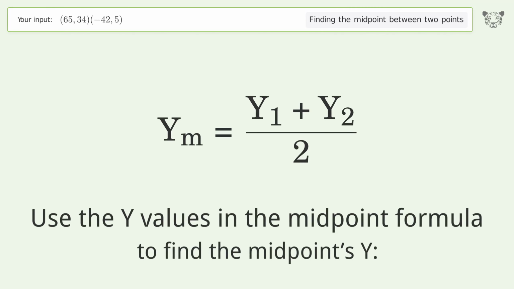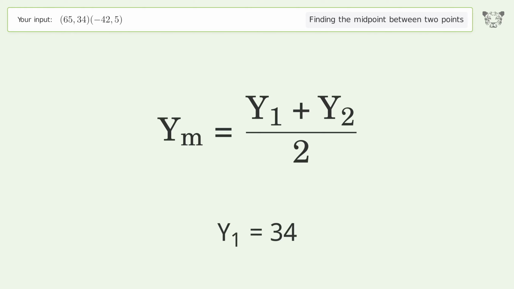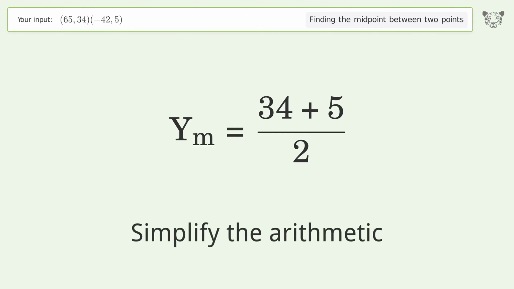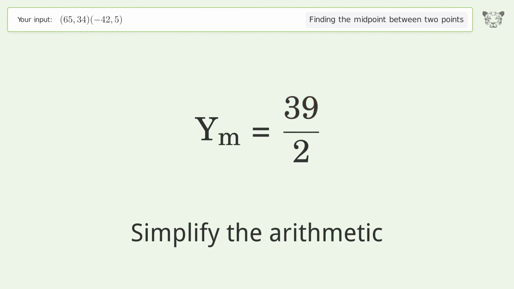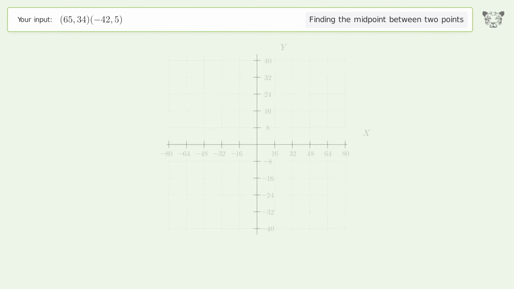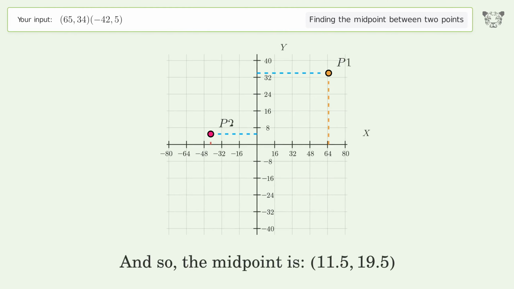Use the y values in the midpoint formula to find the midpoint's y. y1 equals 34. y2 equals 5. Simplify the arithmetic. And so, the midpoint is 11.5, 19.5.